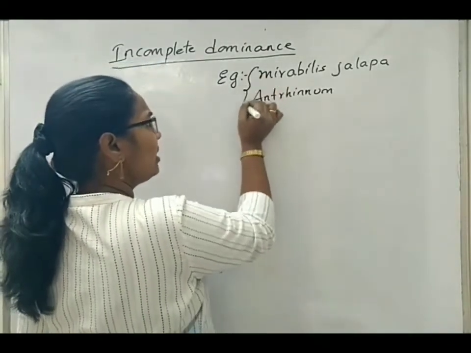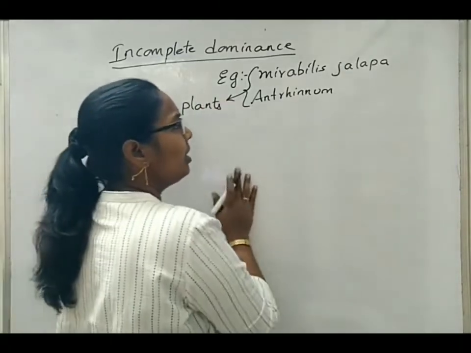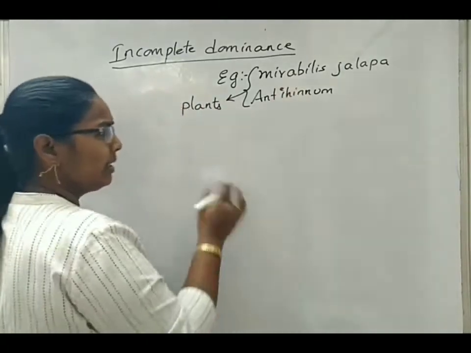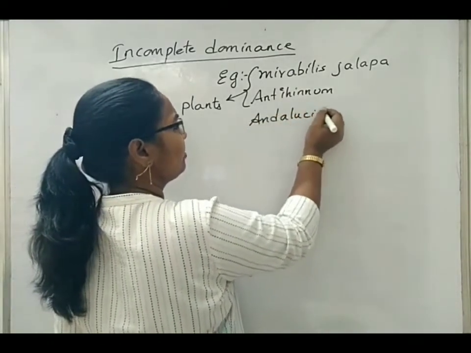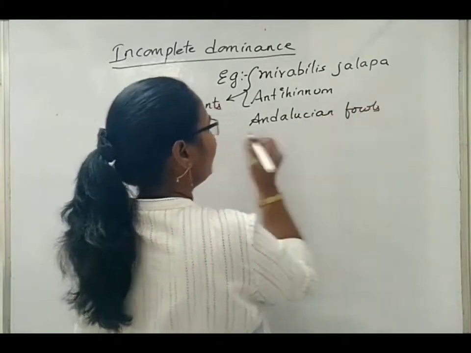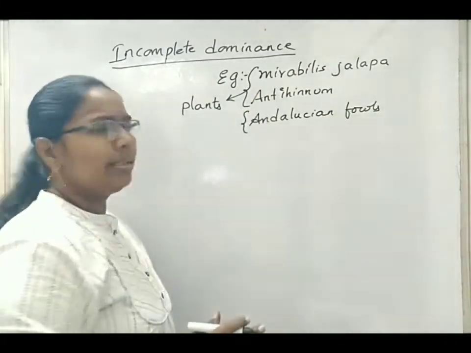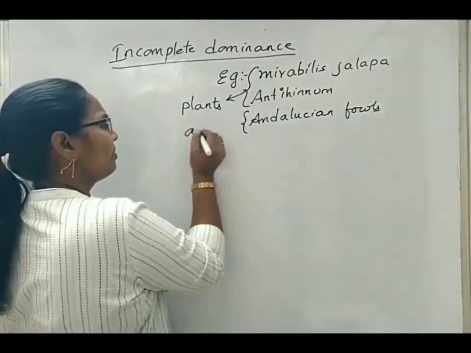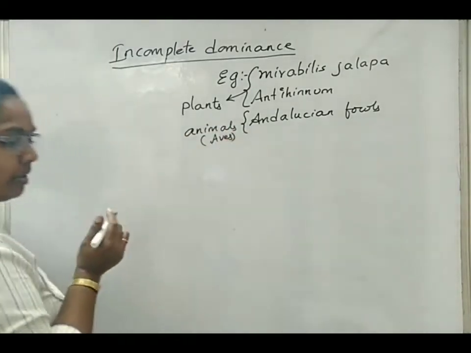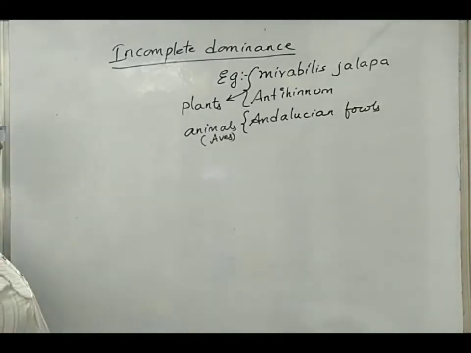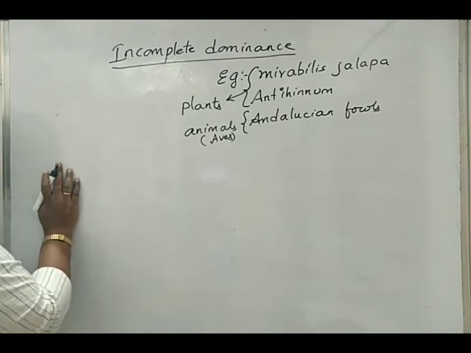Another example. These two are examples in plants. Now, another example in animals, that is Andalusian fowls. Now we will take all these three examples and we will explain this one in the form of Punnett square. So, this one we will directly take the parental allele forms or genotype and we will start the explanation.